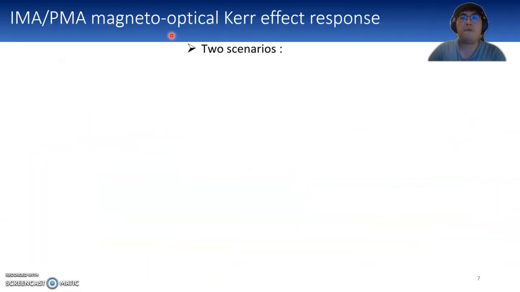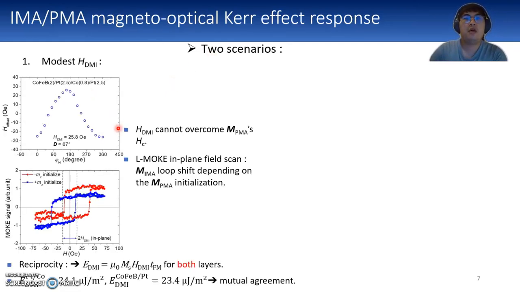So since the interlayer DMI is reciprocal between the two magnetizations, an effective field should exist within the IMA layer, and there are two scenarios here. The first: for a sample with a modest H_DMI that does not overcome the PMA H_C, we initialize the PMA magnetization towards either the positive or negative Z direction.